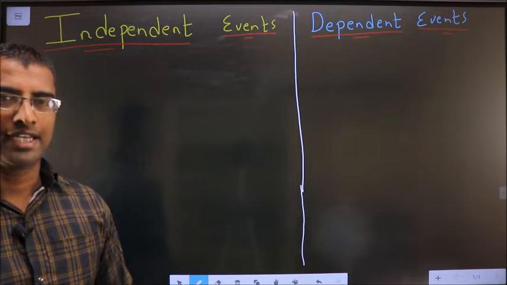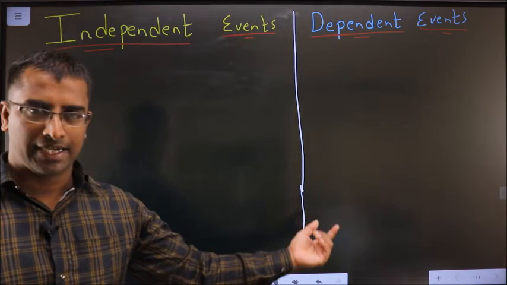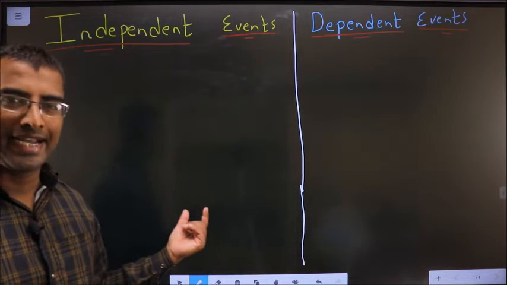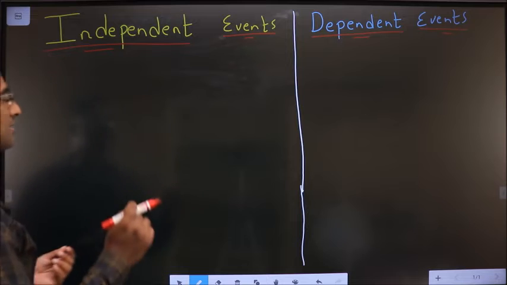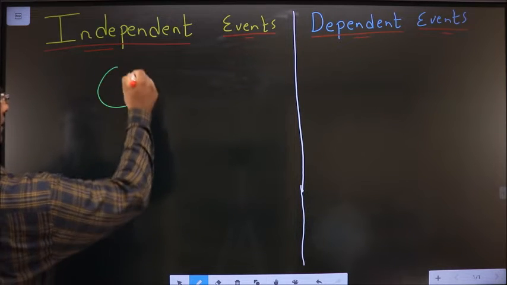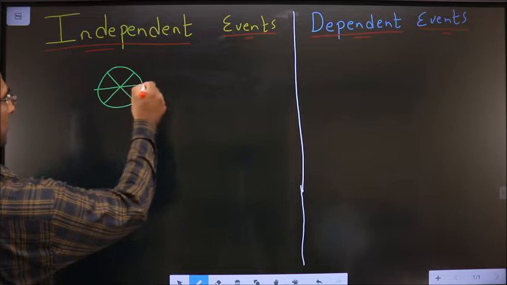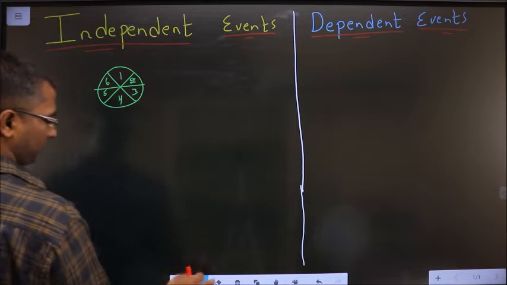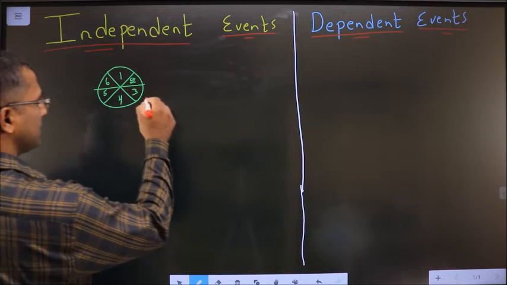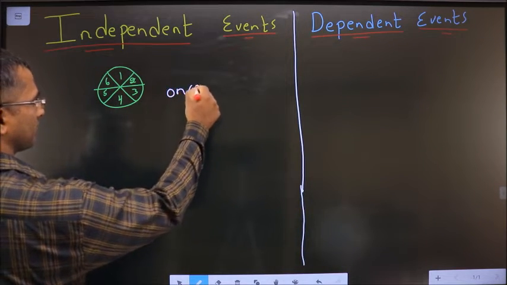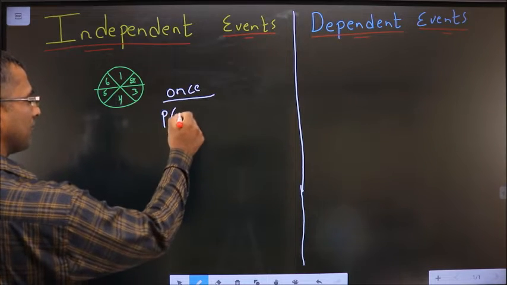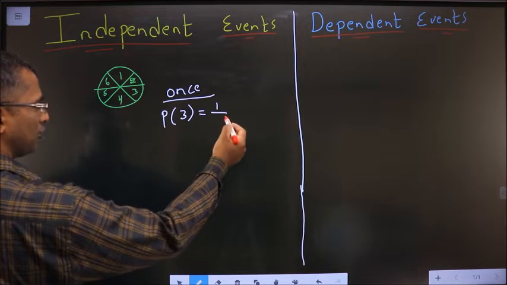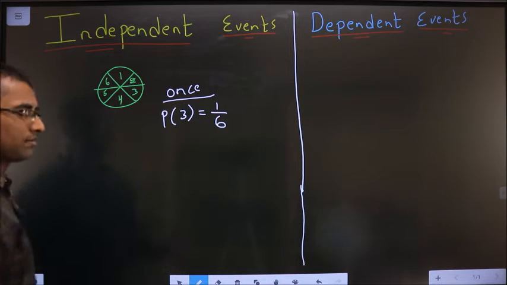In this video, I will explain independent events and dependent events with the help of examples. First, independent events. Let us say a spinner has numbers 1, 2, 3, 4, 5, 6. Now, the spinner is spun once. What is the probability of getting a 3? Only one time 3 is present, 1 by total outcomes are 6, so 1 by 6.